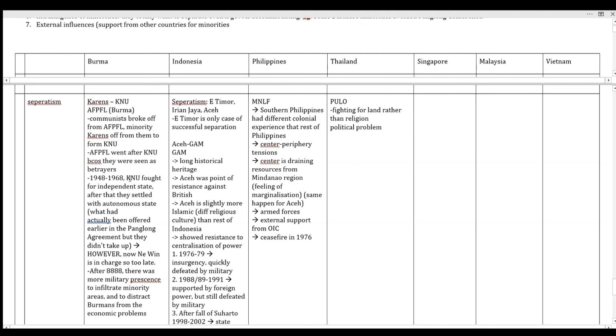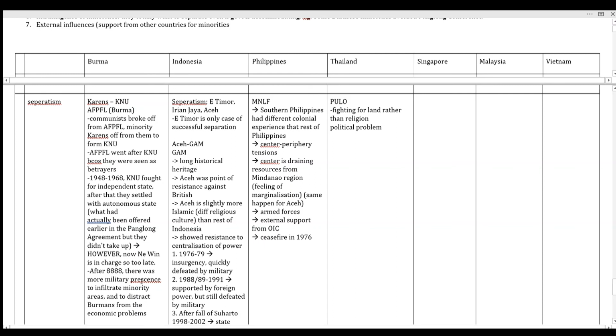Okay, so for separatism, we have whether the minorities want to separate. In Burma we have, of course, the Karens, and they have the KNU, and this is the AFPFL, which is the Burmese thing, and the communists broke off of the AFPFL, and the minority Karens from the AFPFL became the KNU. So the AFPFL is the original group that was there in independent Burma, and because of the KNU, they went against the KNU in the end. Then the KNU wanted to become an independent state, from 1948 to 1968, blah blah blah.